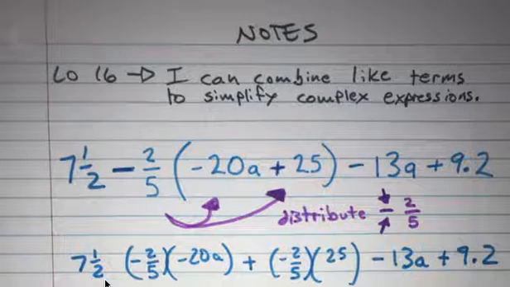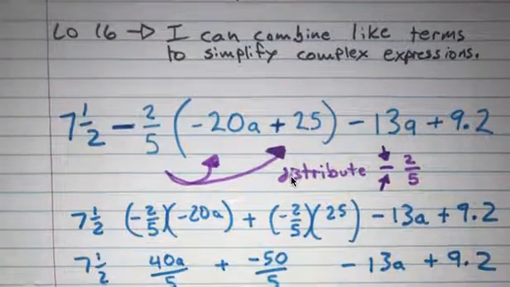Okay, so we have 7 1/2, and then we distribute this negative 2/5 times negative 20a plus negative 2/5 times 25, and everything else just comes down: negative 13a plus 9.2. An easy way to check that you're doing this right is that distributing a negative changes the signs inside the parentheses, because multiplying by a negative changes the signs. If you have a positive, multiplying by a negative will make it a negative. If you have a negative, multiplying by a negative will make it a positive. So the first thing we had here is a negative, it's going to become a positive, and this is going to go from a positive to a negative. And you can see that works.